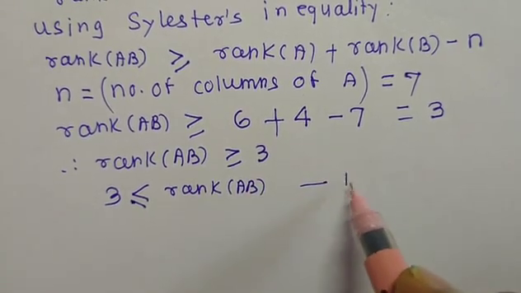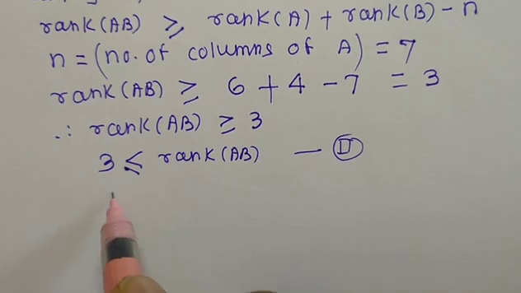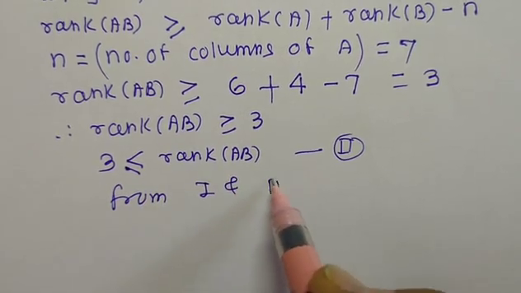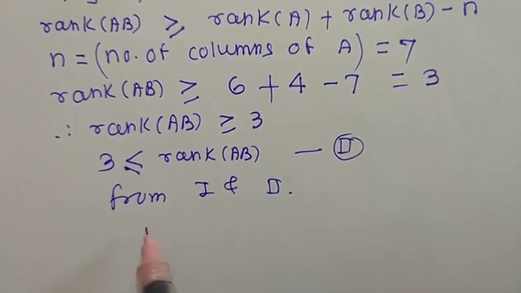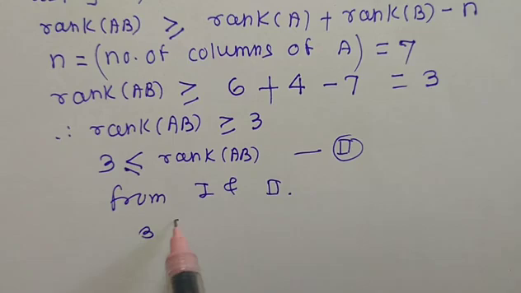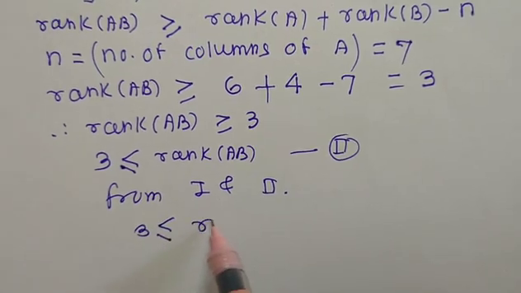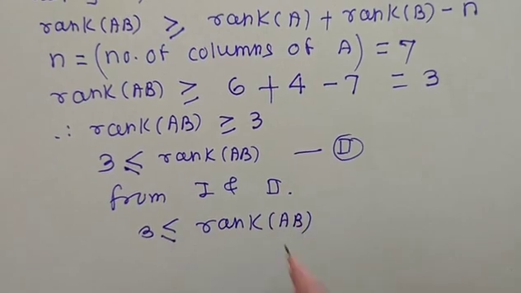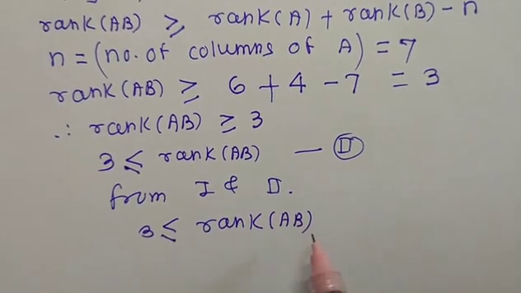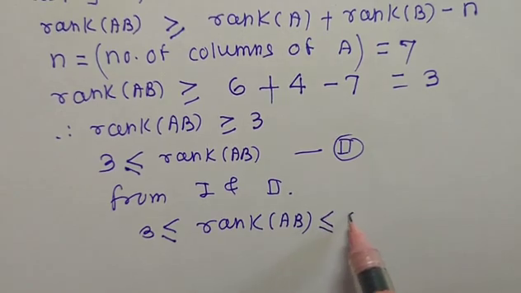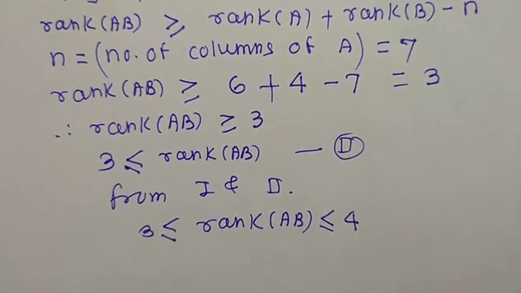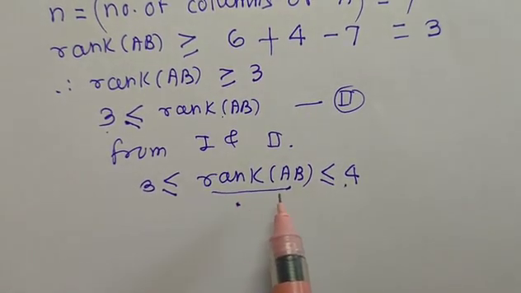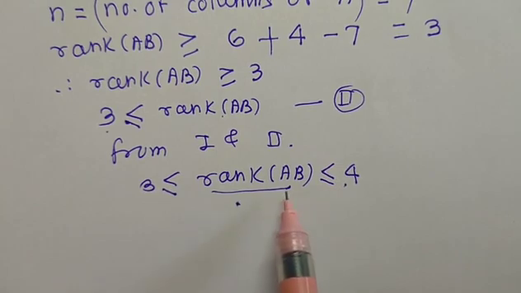This is second. Now from 1 and 2 you can write 3 is less than or equal to rank AB, and rank AB is less than or equal to 4. Okay. So this means that we cannot determine exactly rank AB.